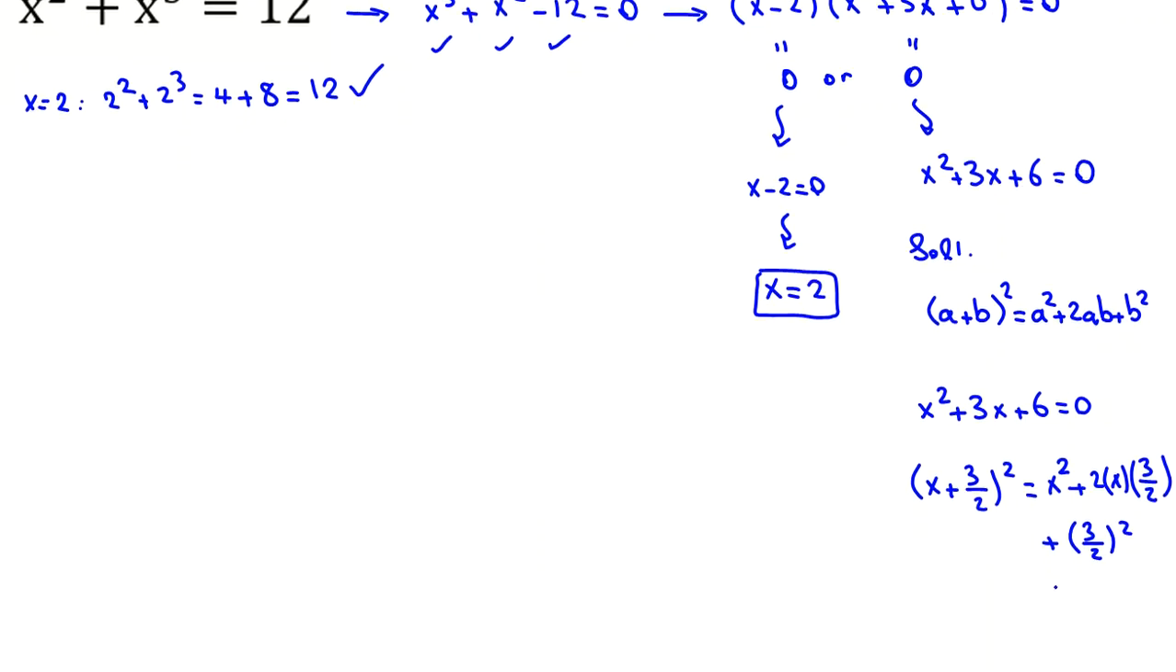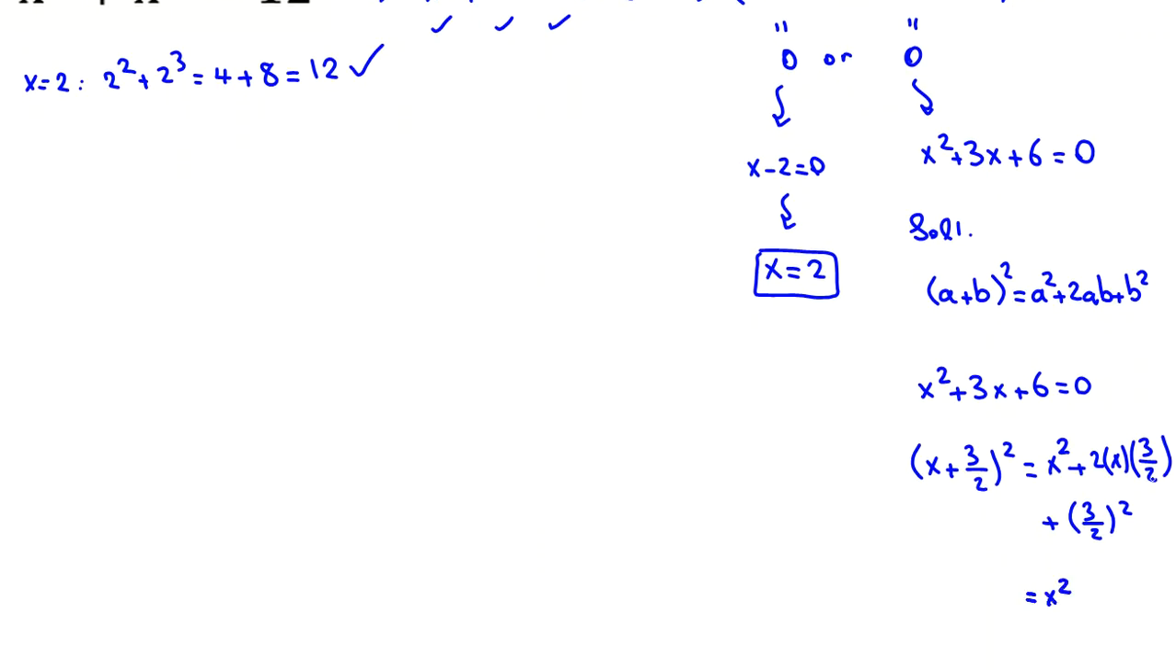Now, I will see what here. It will be x squared. These two will be cancelled. Plus 3x plus 3 over 2 squared, 9 over 4. This part is exactly this part. So we conclude it is x squared plus 3x plus 9 over 4. But here we have 6, so plus 6 minus 9 over 4. The 9 over 4 cancels. It is exactly this.